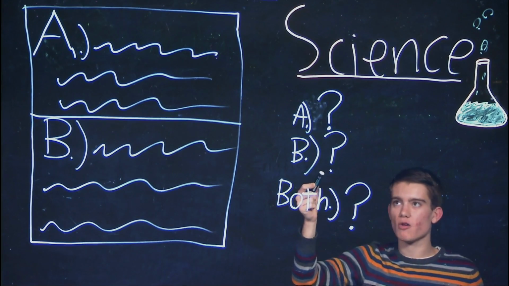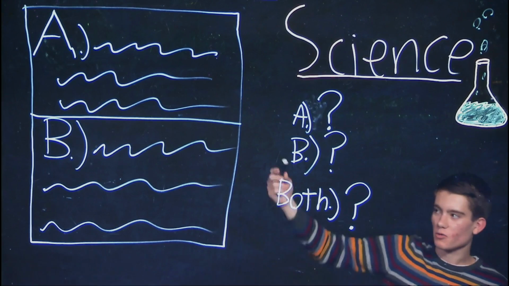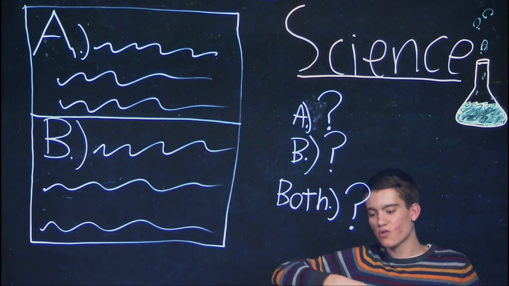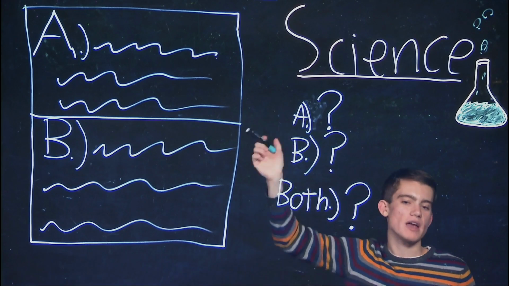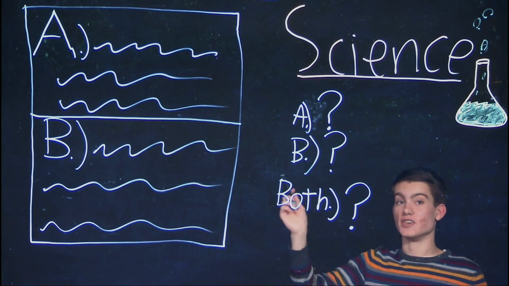Then, once you've reached the end of those and it starts asking about passage B, read passage B, and then answer the respective questions. Then, for the both category, you're going to want to go back through and compare and contrast the different aspects of each passage.